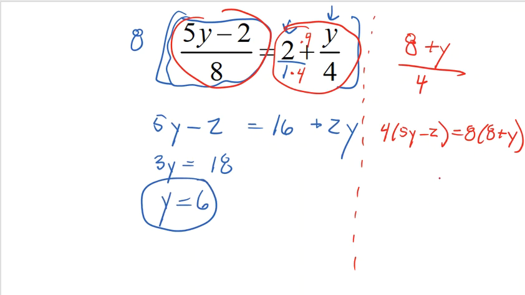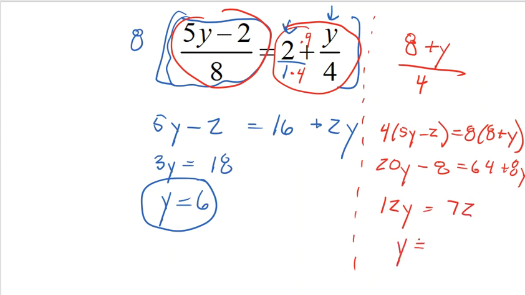On the right-hand side, if I did it this little bit longer way, I get 20y minus 8 equals 64 plus 8y. Subtract the 8y, get 12y. Add the 8, I get 72. And guess what? 72 divided by 12. Honestly, if you don't believe me, grab a calculator. I really couldn't doubt you, but I'm telling you, it's 6. So you do get 6 either way.